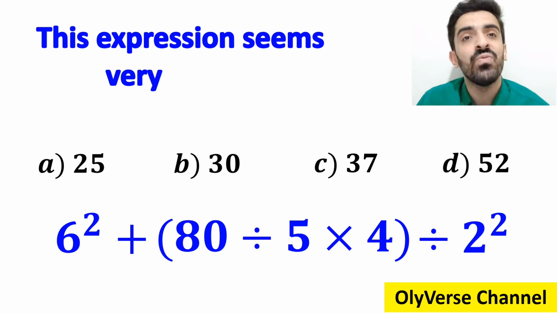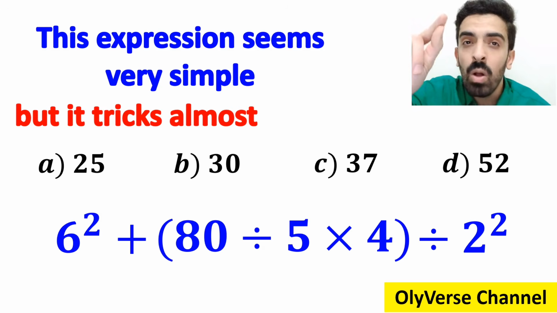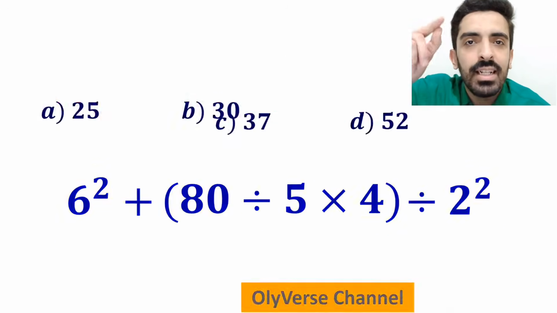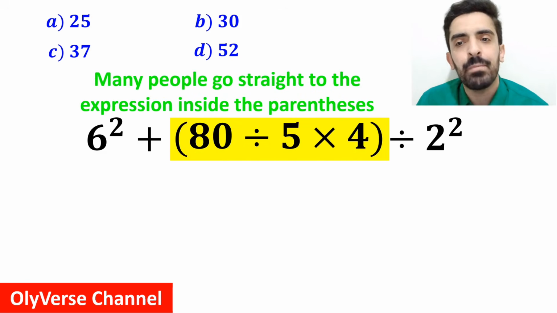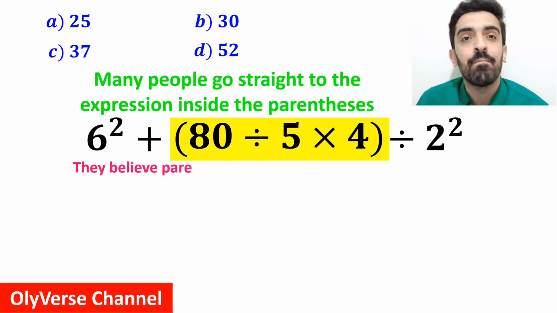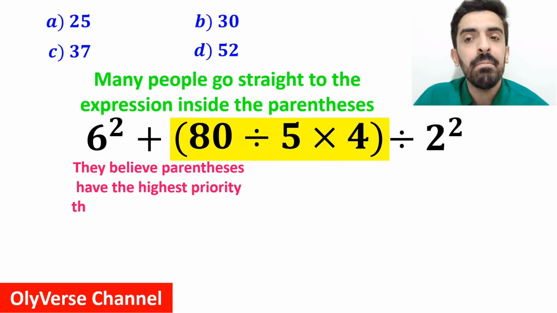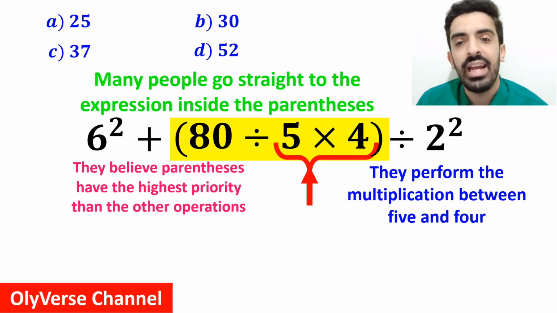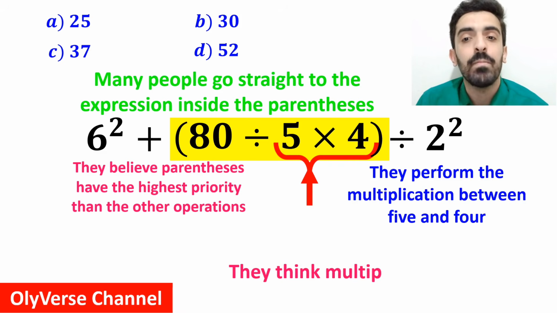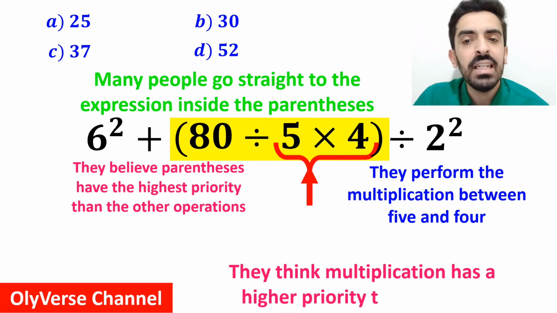This expression seems very simple, but it tricks almost everyone. Let's go step by step and solve it together. At the beginning, many people go straight to the expression inside the parentheses because they believe parentheses have a higher priority than the other operations. And they immediately perform the multiplication between 5 and 4 because they think multiplication has a higher priority than division.